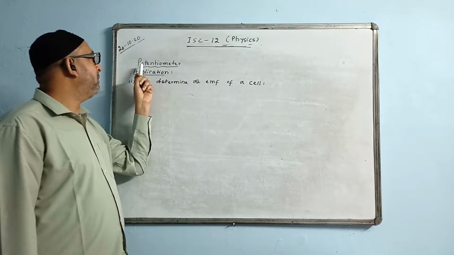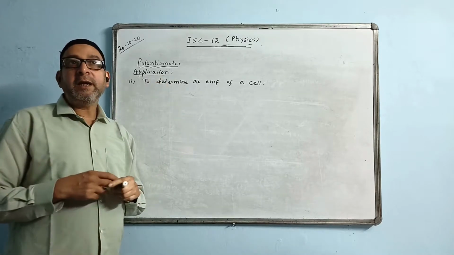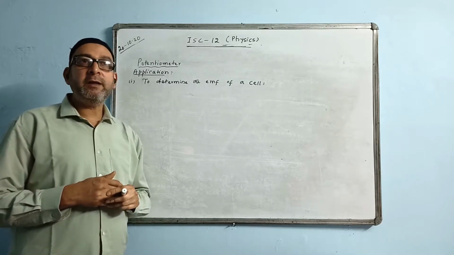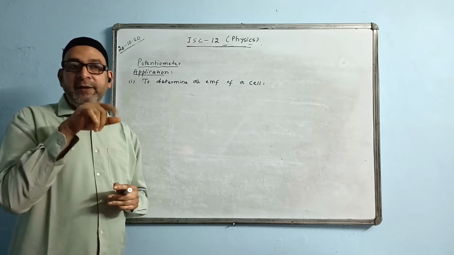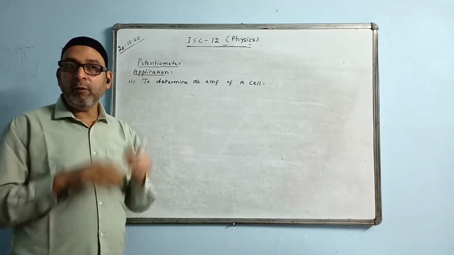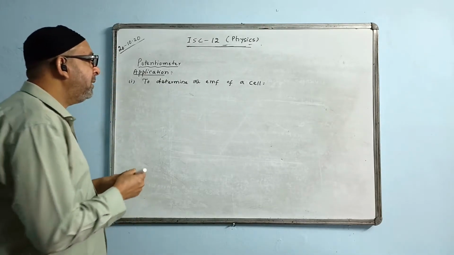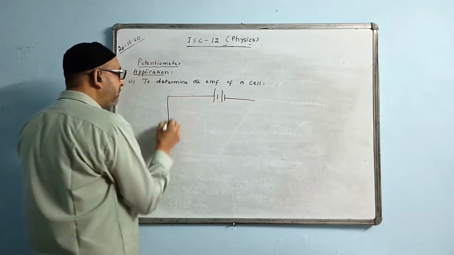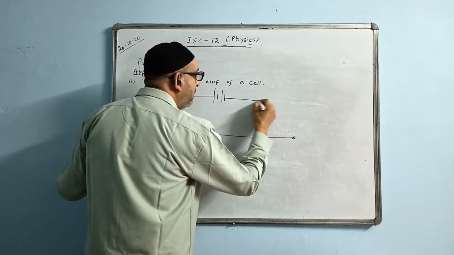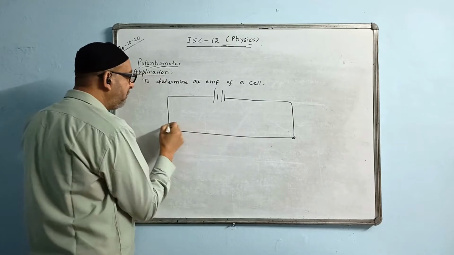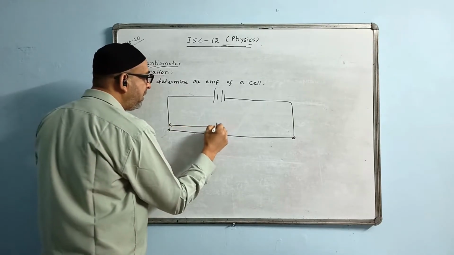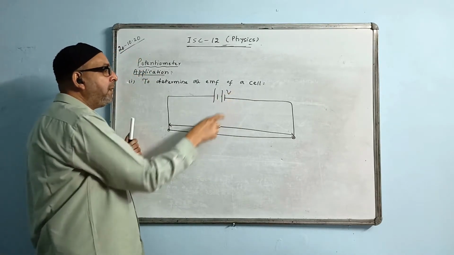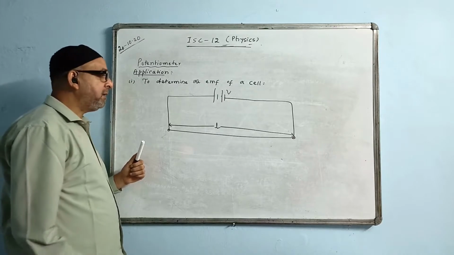We'll mainly focus on the second principle of the potentiometer, which is called the principle of potential gradient. What is the meaning of potential gradient? Voltage per unit length. The V by L ratio is called potential gradient. Voltage upon the length. Yesterday I showed, suppose we have a source here and a wire here. The length of the wire is anything. Suppose the length of the wire is L and the voltage is V. What is the potential gradient of this wire? We directly write V by L.